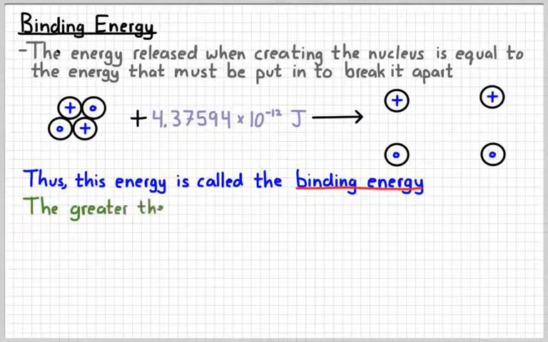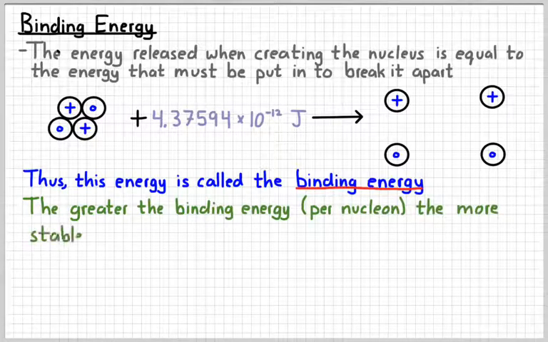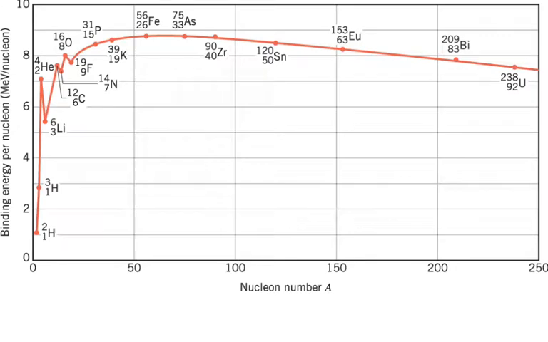It's also a measure of the stability of the nucleus. The greater the binding energy per nucleon, like per proton or per neutron, the more stable the nucleus is going to be. The best way to illustrate that is with a graph. This graph shows binding energy per nucleon, the y-axis, versus the atomic or nucleon number. You could also do it versus atomic number.